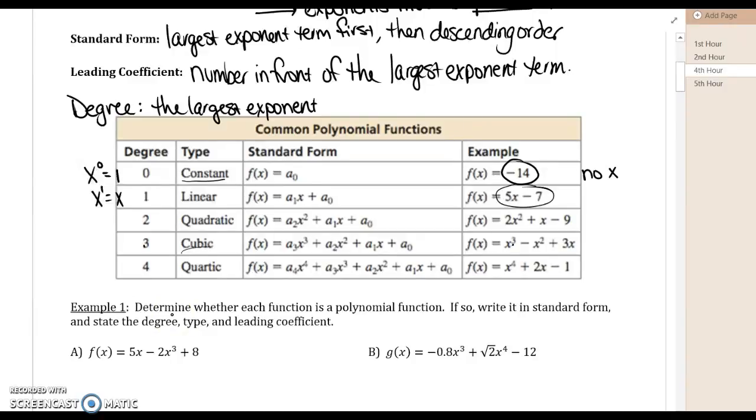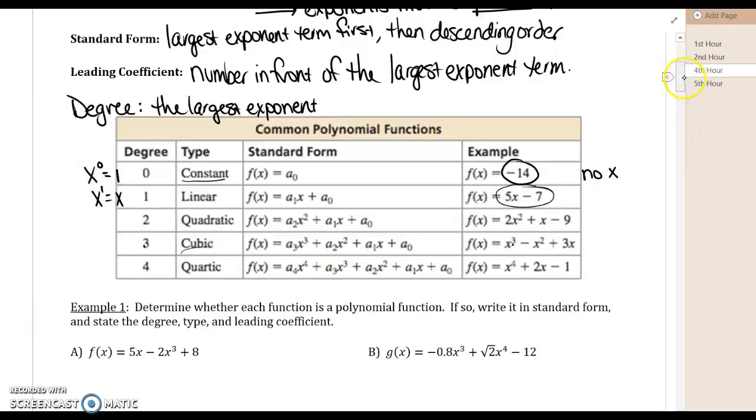Think of quarts like quart or quarter. There's 4 quarts in a gallon. There's 4 quarters in a basketball game. Quartic is 4. So 4th degree quartic, largest exponent is 4.